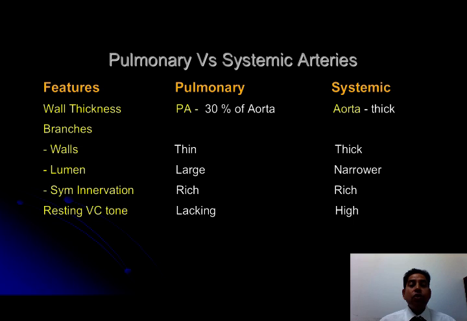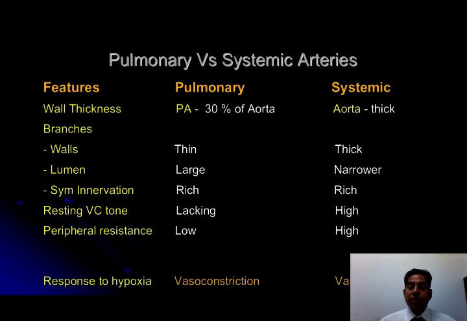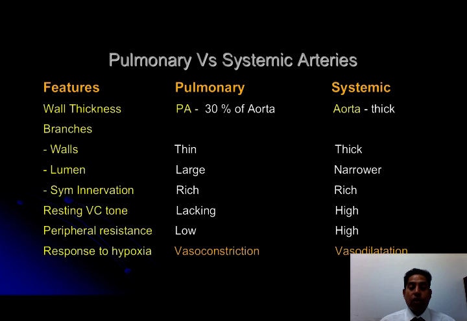But there is no resting tone, or what is called the vasomotor tone, in the case of pulmonary arteries, whereas the resting vasoconstrictor tone is very high in the case of systemic circulation. Hence, the peripheral resistance in the case of the pulmonary circuit is lower, whereas in the systemic circuit the resistance is a lot higher.